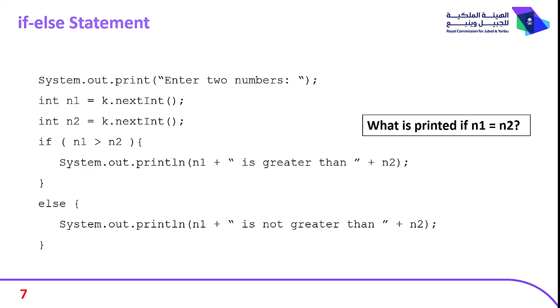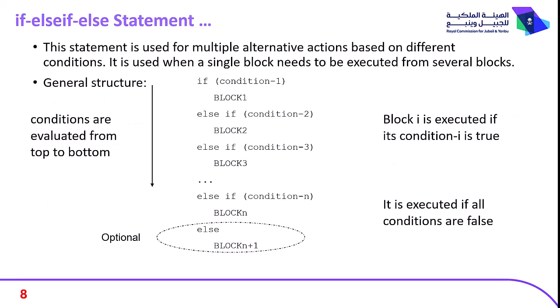If-else-if statement. The if-else-if statement is used for multi-way branching. It allows the program to choose one single block to execute from several possible options. The conditions are evaluated from top to bottom. As soon as one is found to be true, its block is executed, and the rest are ignored.